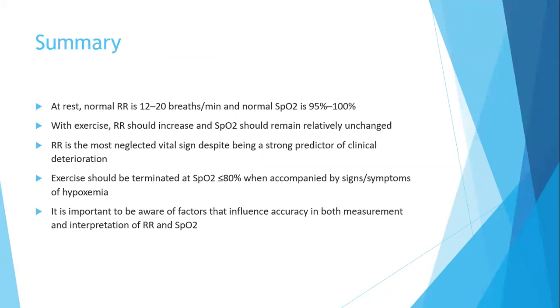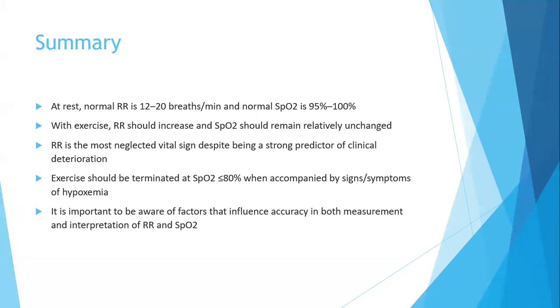So at rest, normal respiratory rate is 12 to 20 breaths per minute. Normal oxygen saturation is 95 to 100%. With exercise, respiratory rate should increase and oxygen saturation should remain relatively unchanged. Respiratory rate is the most neglected vital sign, despite being a strong predictor of clinical deterioration. So that's interesting. Maybe we can go out in the clinic and change that.